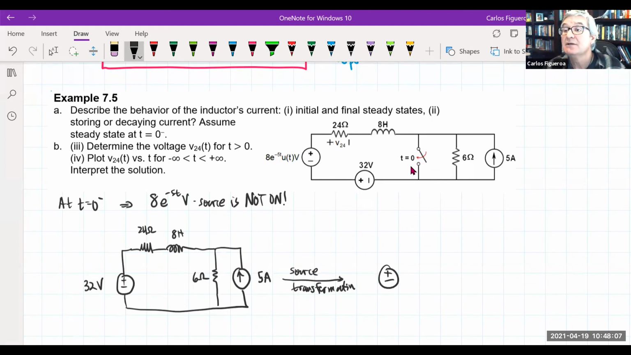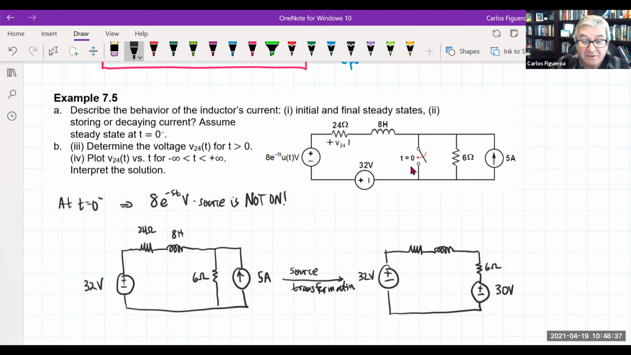What time is it? Okay, I've got 2 minutes. I get something like this. And then I'm going to get a resistor, and then a source. So this is going to be a 6 ohm, and the source here is going to be a 30 volt source.